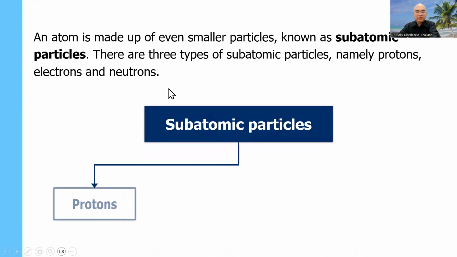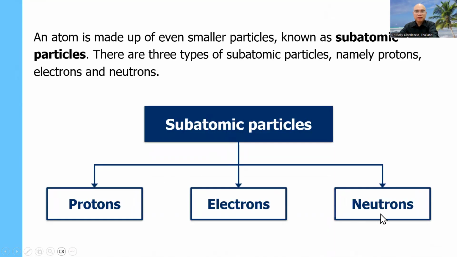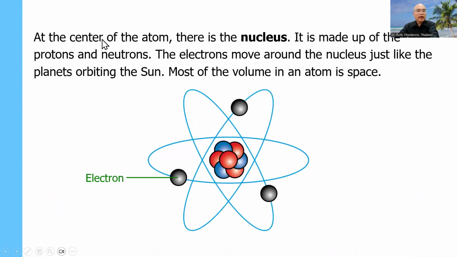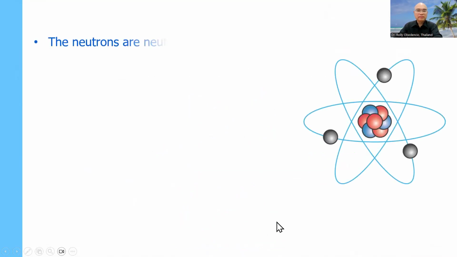Now, you see here in this diagram that subatomic particles are divided into protons, electrons, and neutrons. At the center of the atom, there is a nucleus. It is made up of the protons and neutrons. The electrons move around the nucleus just like the planets orbiting the sun. So most of the volume in an atom is space. Okay? Now see the structure of an atom.